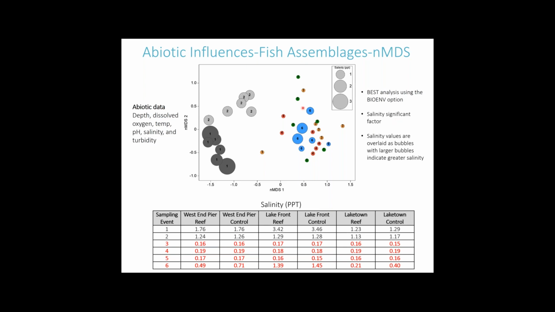structure. And when you look at the actual raw data, you can see that we're between 1.13 salinity all the way up to almost 3.5 during sampling events 1 and 2. But as the spillway was open and we have this influx of fresh water, much, much lower salinity values. The highest we got was about 1.5 in Lakefront, during the last sampling event. So it seems as though salinity, or the lack thereof, is driving the fish assemblage during the opening of the Bonnet Carre Spillway.